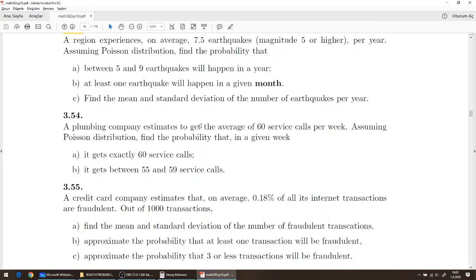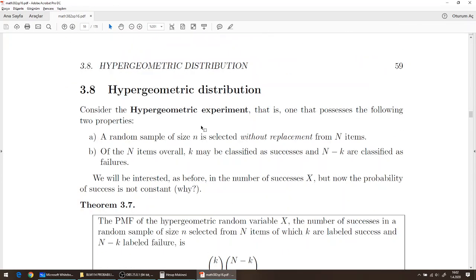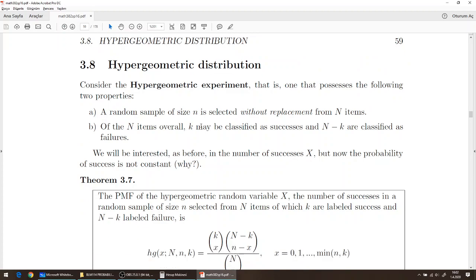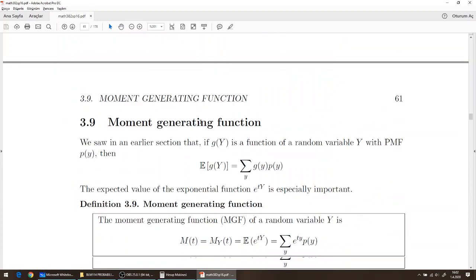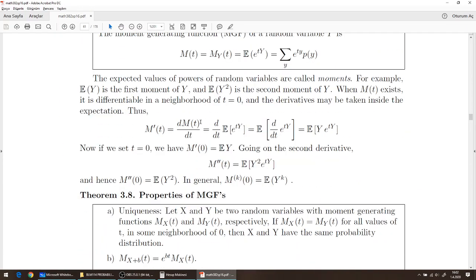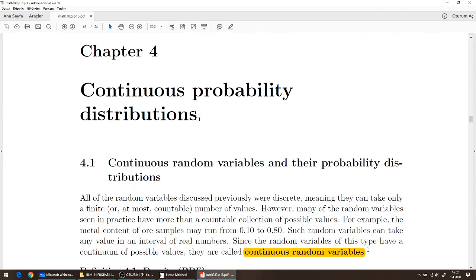This was the end of this section. We will jump over these sections. We will not cover 3.8. Also 9, I think. Yes, we will not cover this section also. We will continue with chapter 4, continuous probability distributions. Up to now, we were involved with discrete probability distributions. Now we concern ourselves with continuous distributions.